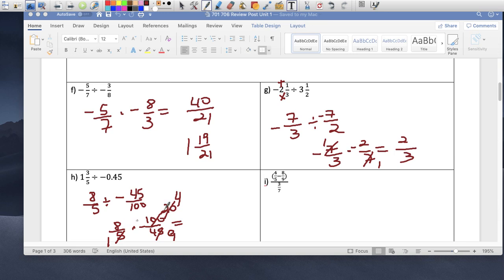So on top, I'm going to get 8 times 4, which is 32. And at the bottom, I'm going to get a 9. Just remember it's negative because a positive times a negative is a negative. 9 goes into 32 3 times, which is 27. 5 left over 9. And again, don't forget that it's a minus.